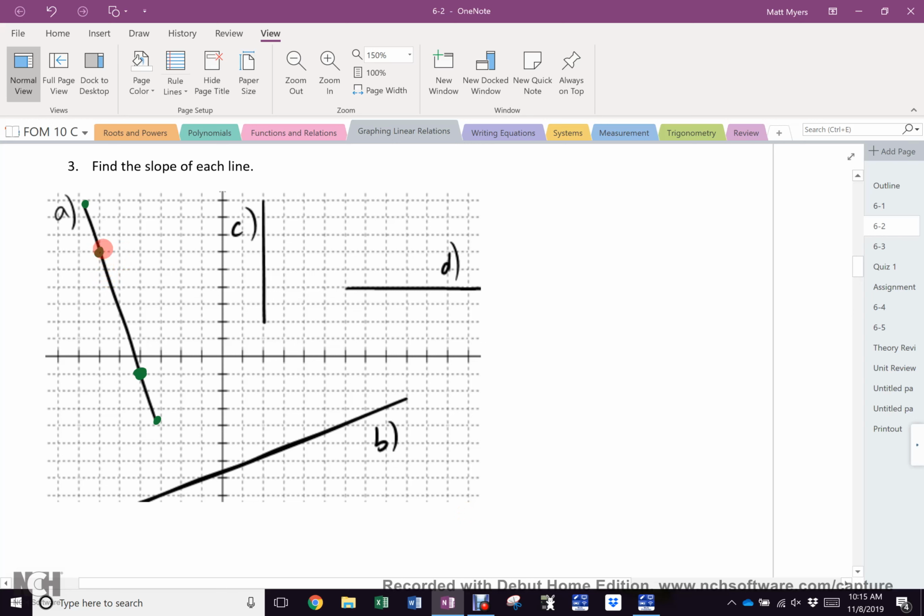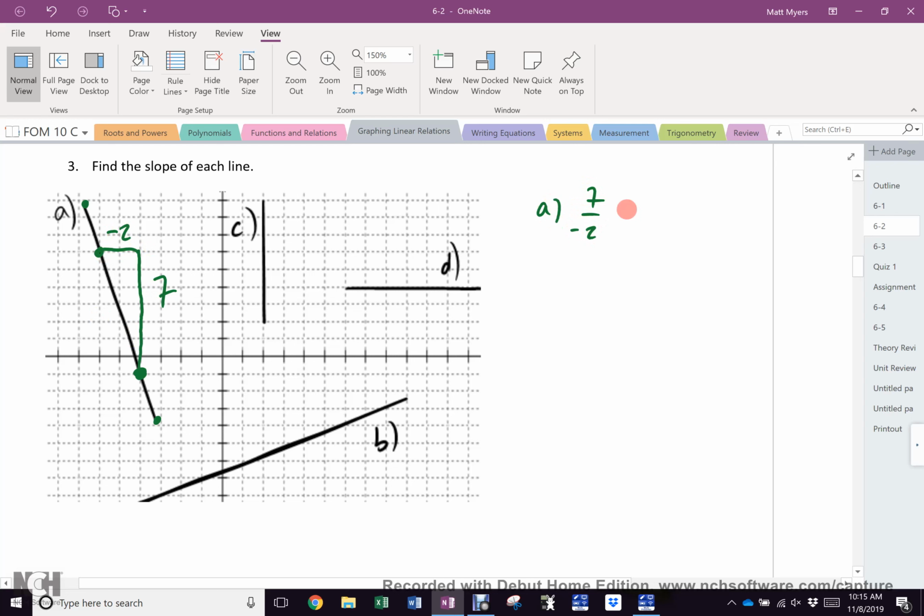Stop. And now, 1, 2, 3, 4, 5, 6, 7. What's this? No. -2. So what is this slope? You could write 7 over -2.